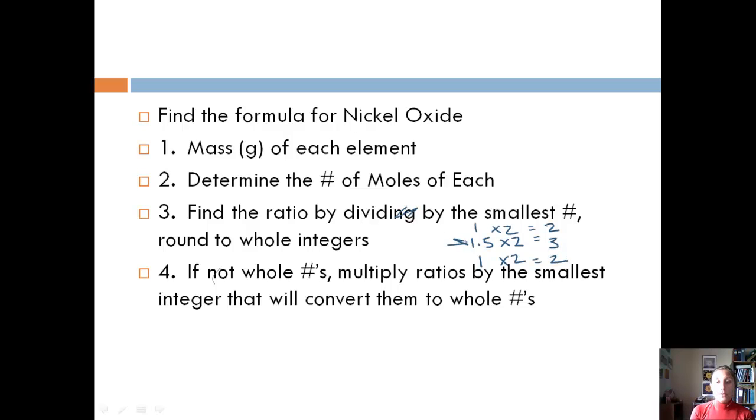Okay, so keep that in mind. If you happen to get a ratio that is not close to a whole number, then you need to multiply by these integers until you get a whole number.